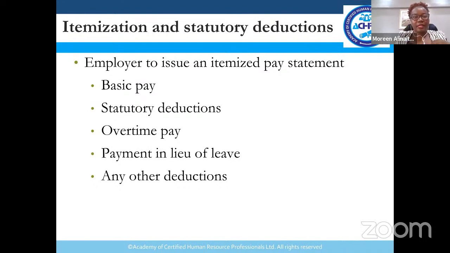We are moving on to itemization and statutory deductions.